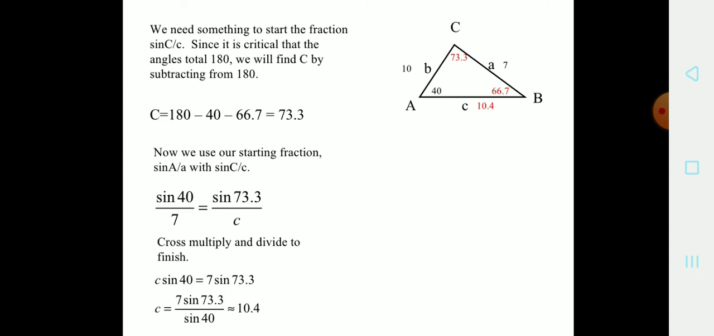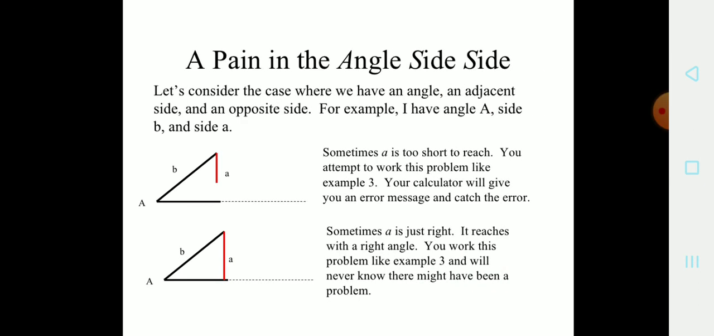So c sin 40 equals 7 sin 73.3, so c equals 7 sin 73.3 over sin 40, and the answer is 10.4. So that is the angle-angle-side case.